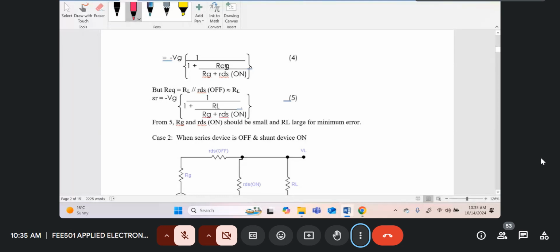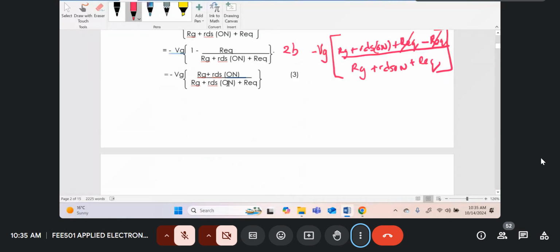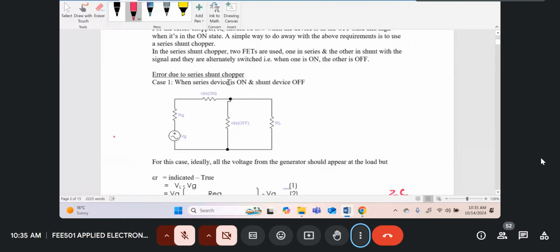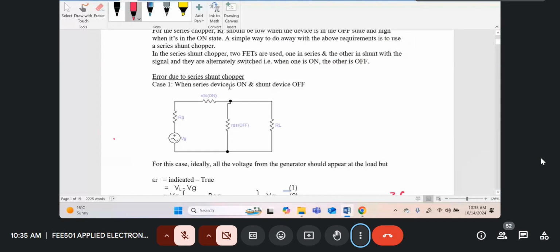Now, let's simplify what R equivalent is. R equivalent was the parallel combination of RL and RDS off. This combination over here, this resistance, is what we are calling R equivalent. So R equivalent is just RDS off in parallel with RL.